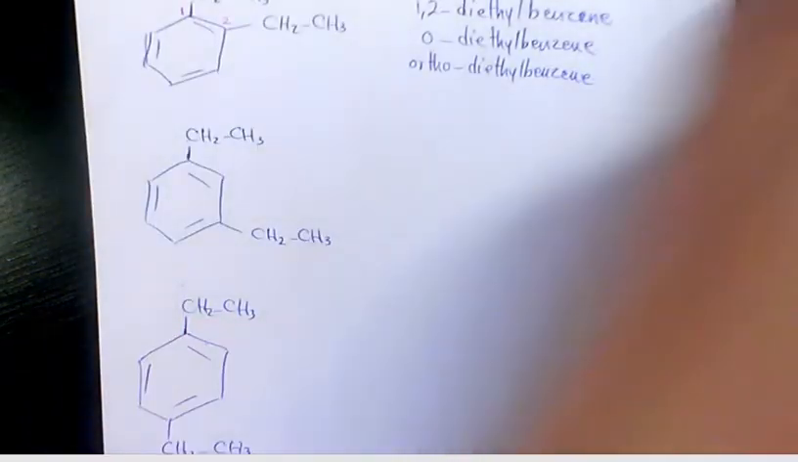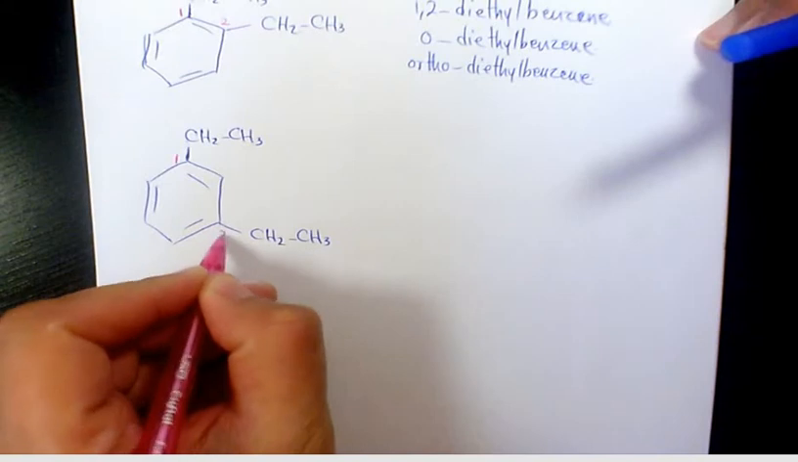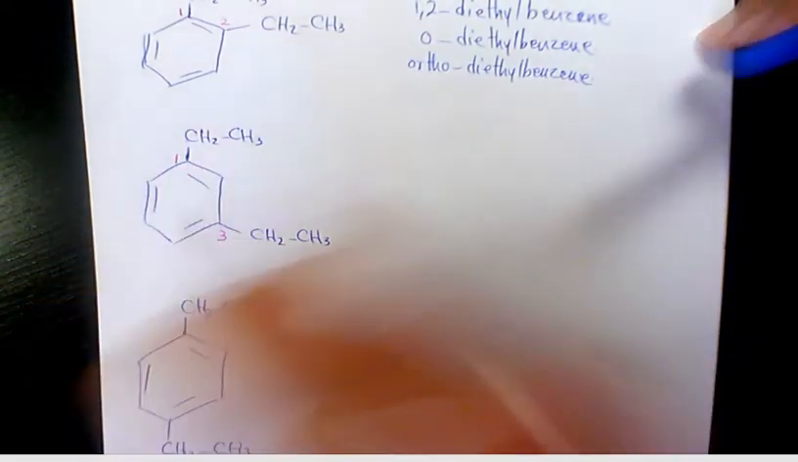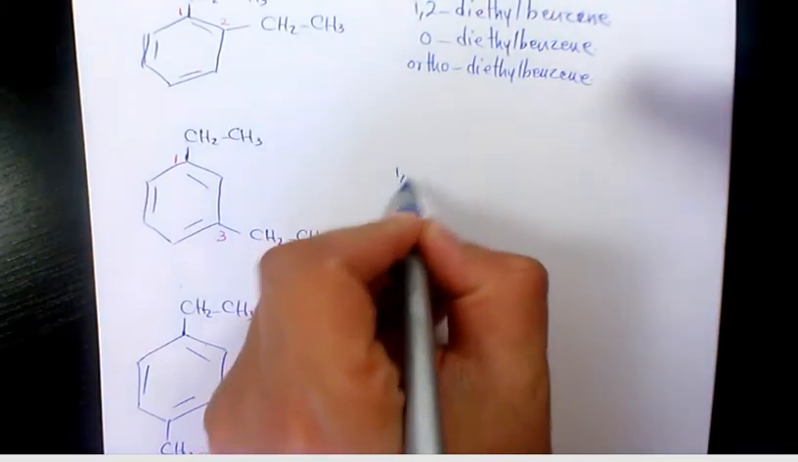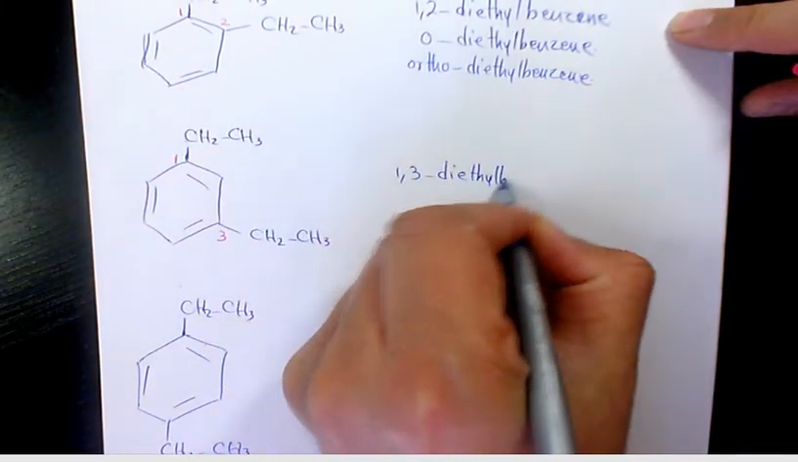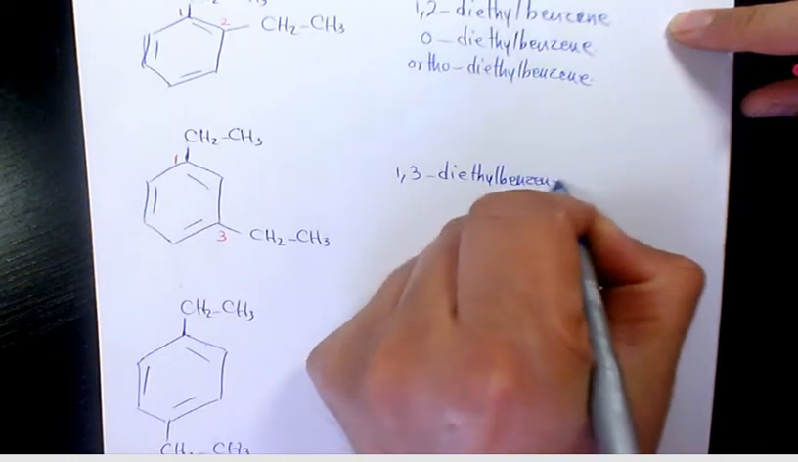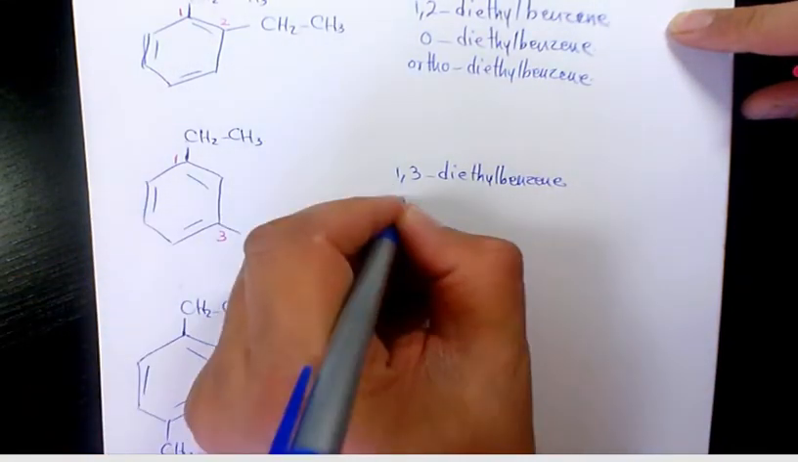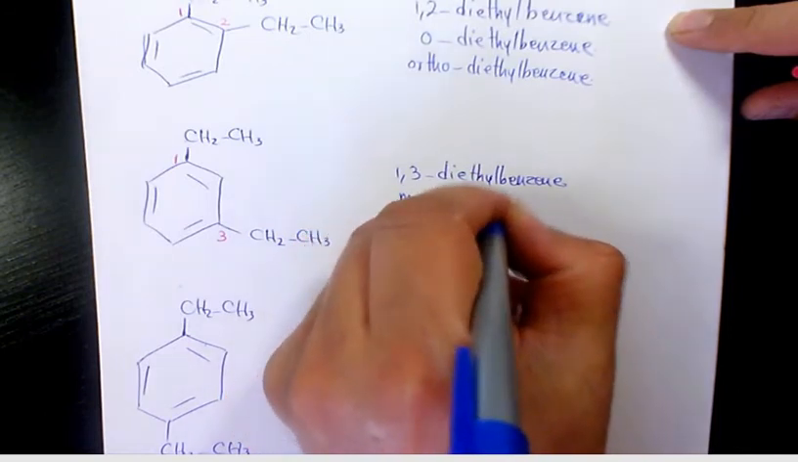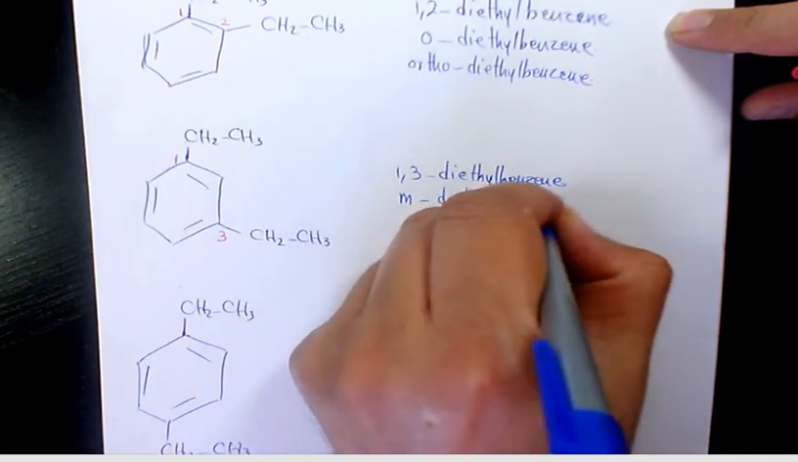Next one is 1 and 3. Again, we need to start numbering this side. We cannot go the other side. So it's going to be 1 and 3. Diethylbenzene. Or like meta-diethylbenzene.